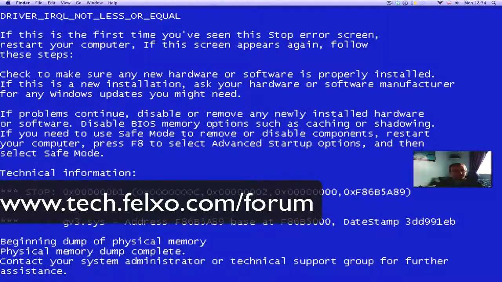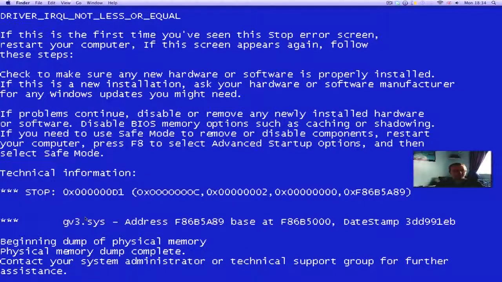Basically, blue screens of death are pretty much a fact of life with computers, so you're either going to have to deal with them or find a way to deal with them yourself. But that's basically the only option on blue screen of death.